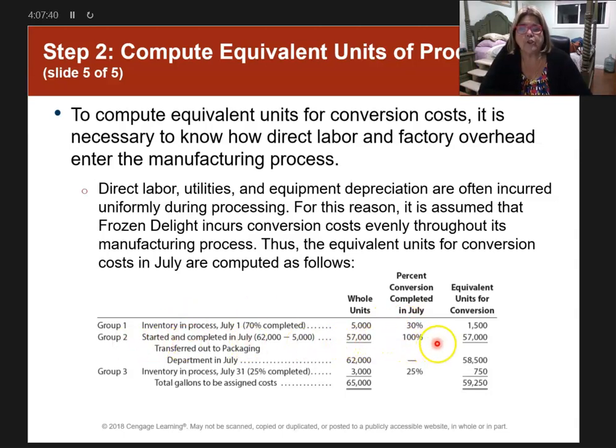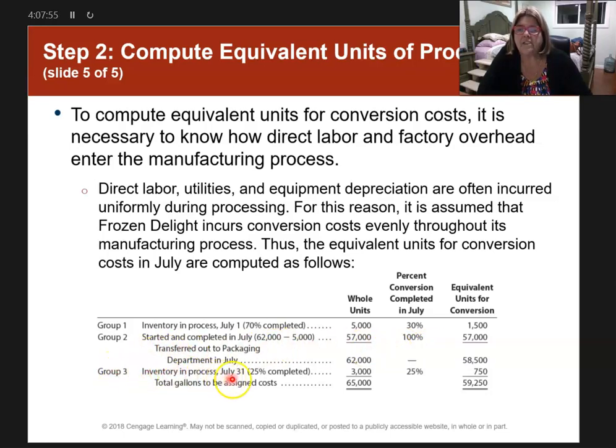Now group 2, remember that's at 57,000. So on both charts, group 2 is always 100% because you started in July and you finished in July. So 100% of the conversion cost were applied in July. Always. Group 2 is always 100%.